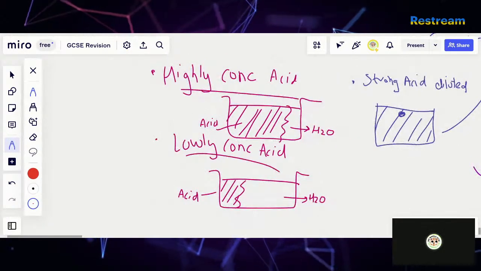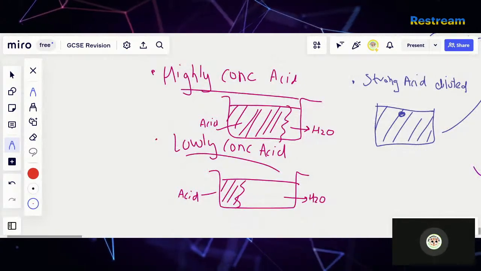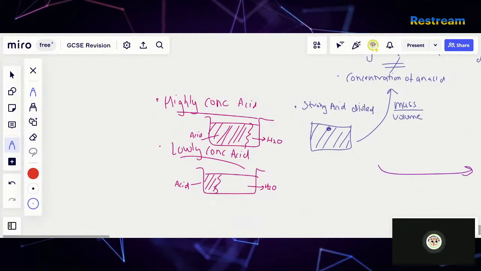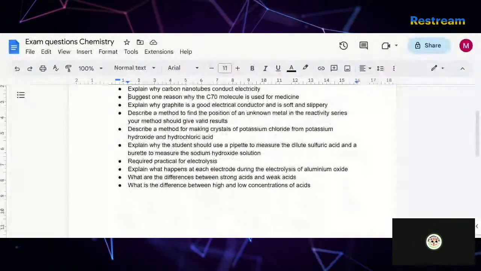Okay, so that's concentration and strength. Now let's talk about the pH. Let's do a question on the pH.